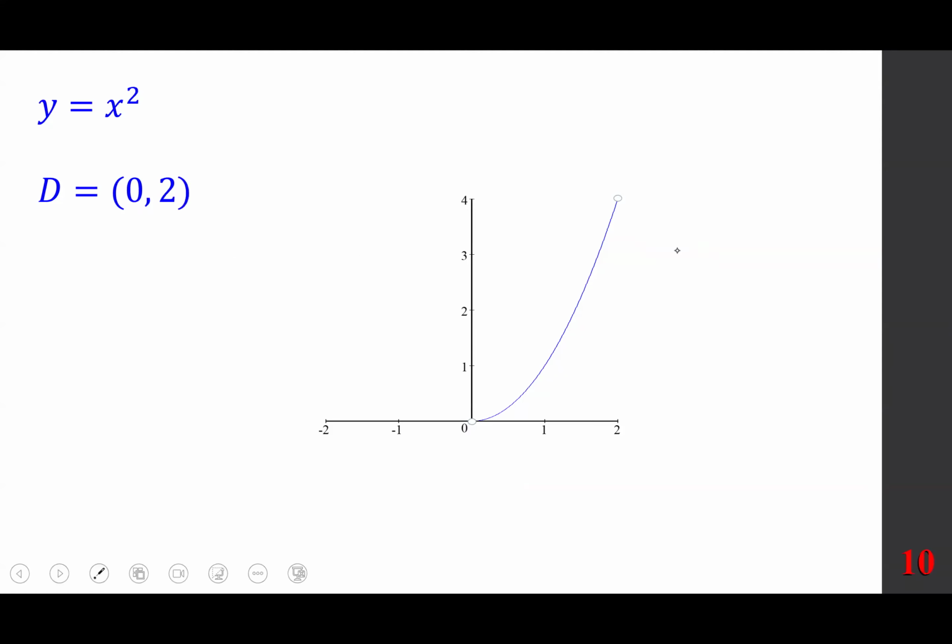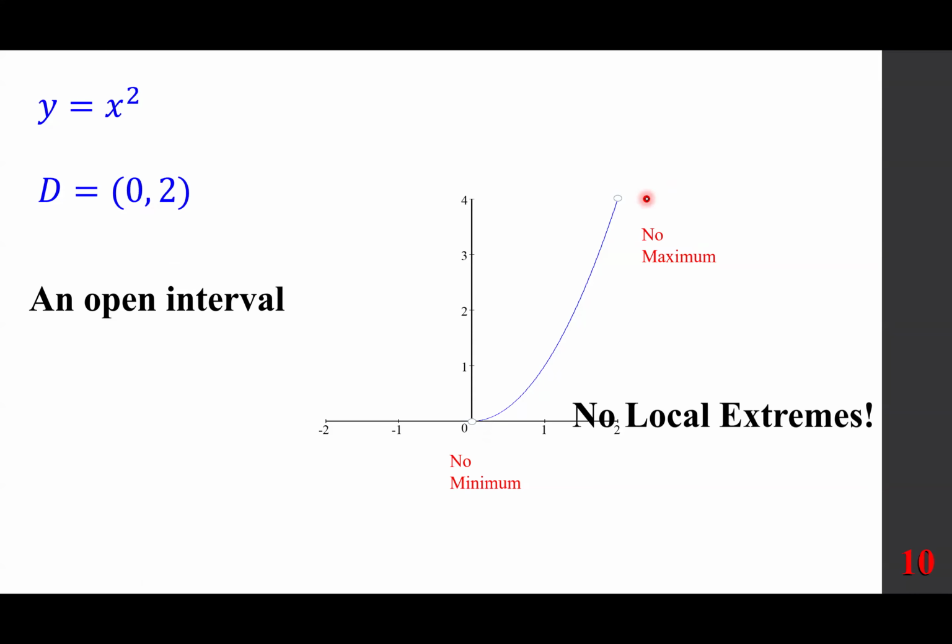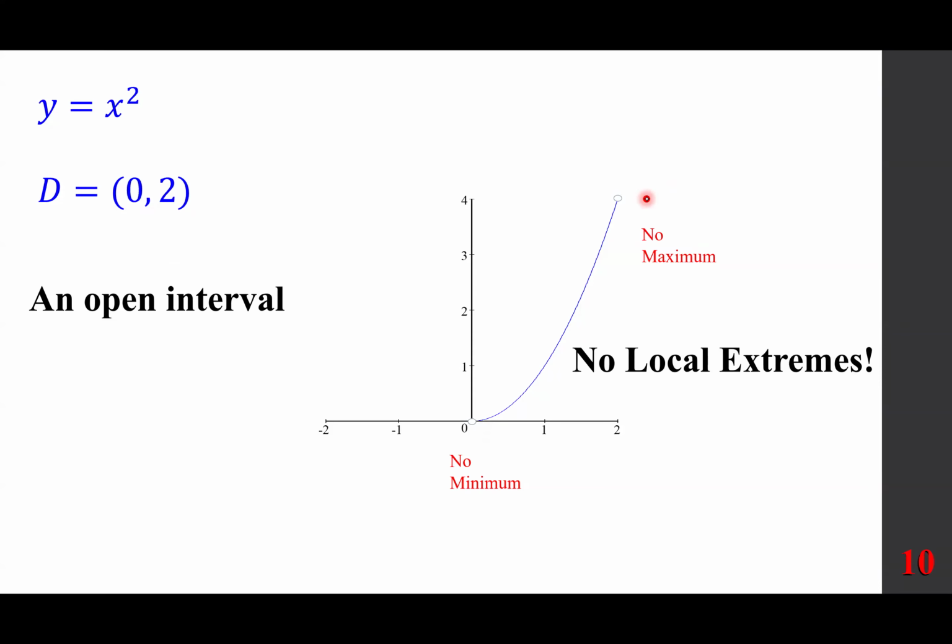Let's look at the same question. We change the domain to an open interval. So both sides are open. That means this point is not included. This point is not included. We have absolutely nothing. We don't have a minimum. We don't have a maximum. We don't have local extremes. There is nothing.